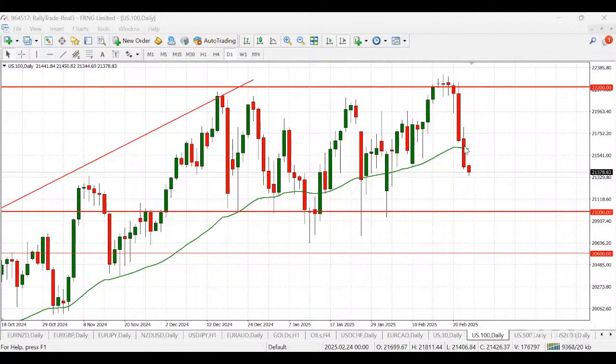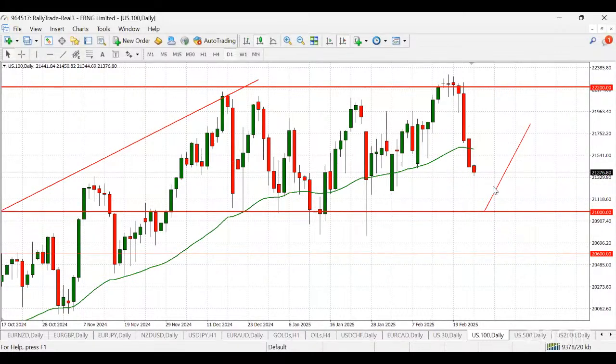Okay, currently below the 50 period moving average. All right. So we continue to take sell opportunities until support at 21,000. And then at that point, price could push back towards resistance or break below the support and continue to push to the downside. All right. So currently for US 100, also bearish, just like US 500.